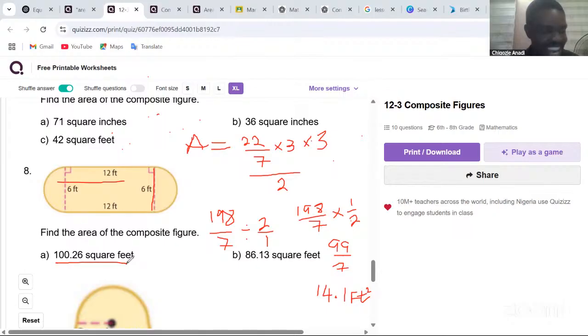So what is the area of a semicircle one more time? The area of a semicircle is pi r squared all over 2. Very good. Pi r squared all over what? 2. I need you to understand that. Very, very good.